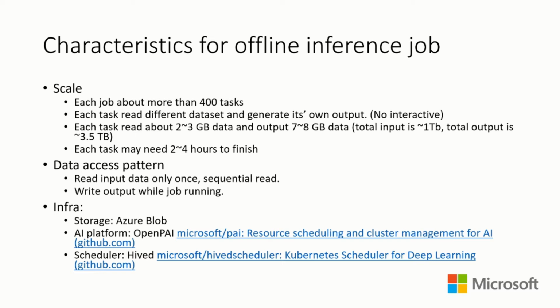First, the scale. For our offline inference jobs, each job contains about 400 tasks, and each task reads a different dataset and generates its own output. So there is no interaction between the tasks. Each task reads about 2 to 3 gigabytes of data and outputs about 3 to 8 gigabytes of data. So the total input and output data is really huge.